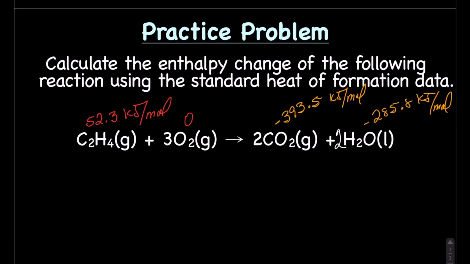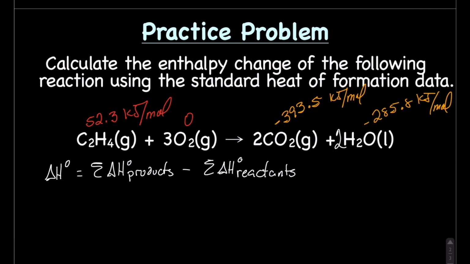Remember, the equation we're going to use to calculate the change in enthalpy using heat of formation is the sum of the heat of formation of the products minus the sum of the heat of formation of the reactants. And remember, for the reactants, you can do one of two things. You could either follow this exact formula, or you can think of it as adding them all up, but you have to change the sign of the reactants. Whichever, it doesn't really matter.